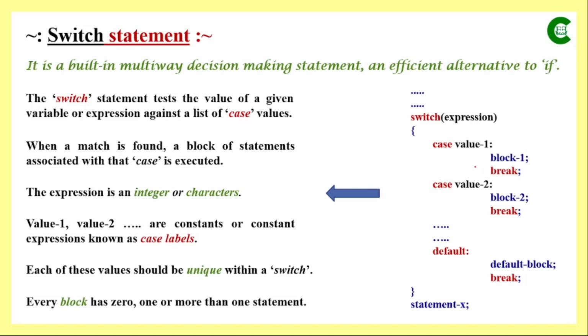Once that block of statements is executed, the program flow or program control will come out of that switch statement, and it will go to the next statement written after the switch statement. Means in this program we have statement X, so that will be executed, and if we have any other executable statements after that, they will be executed. So always remember that under one switch statement, at a time maximum only one case will be true.